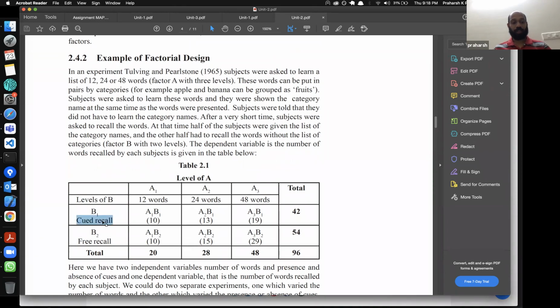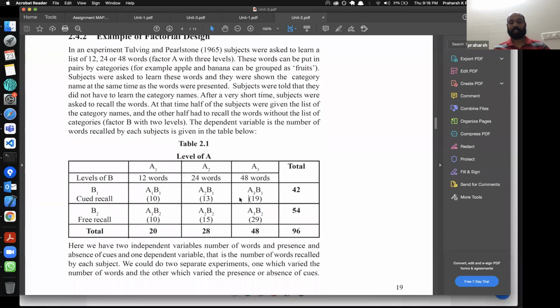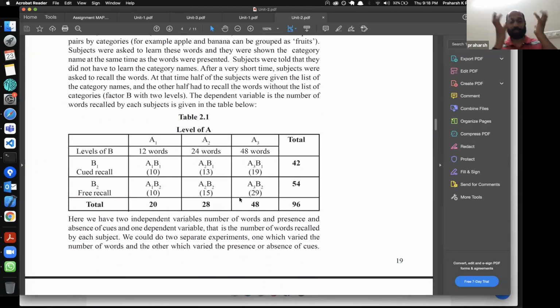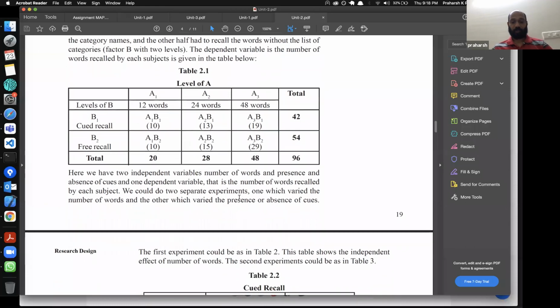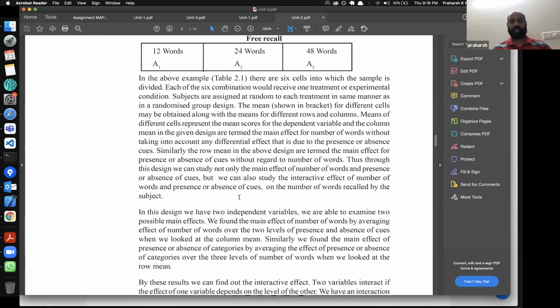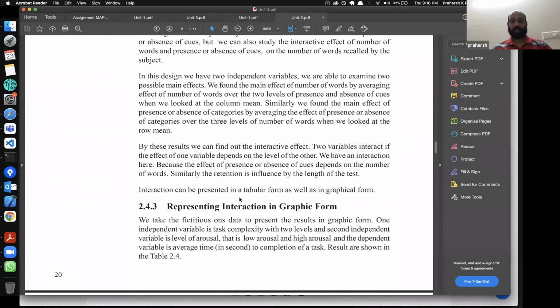For cued recall with 12 words, this is the average number recalled. Cued recall again, 24 words, we have 13. Cued recall, 48 words, we have 19. Similarly, now we get a 2 into 3 matrix, right? Once you get the idea of this cross population of these treatments, it's very easy to understand. Any questions? No. Cool. So I'm skipping through all this. These are all exactly the same thing that I was already mentioning.